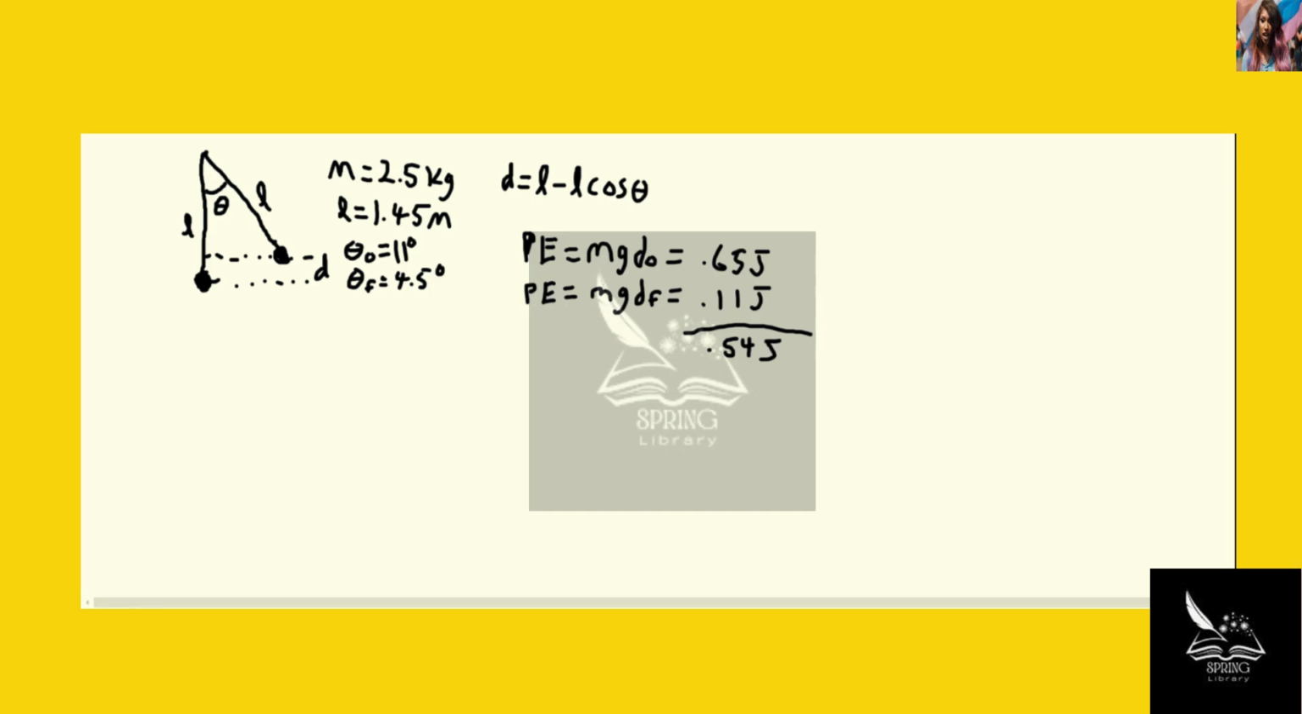When using this energy, we don't have to consider kinetic energy because at the end of these swings, when they're at the very farthest side, their velocity is 0.